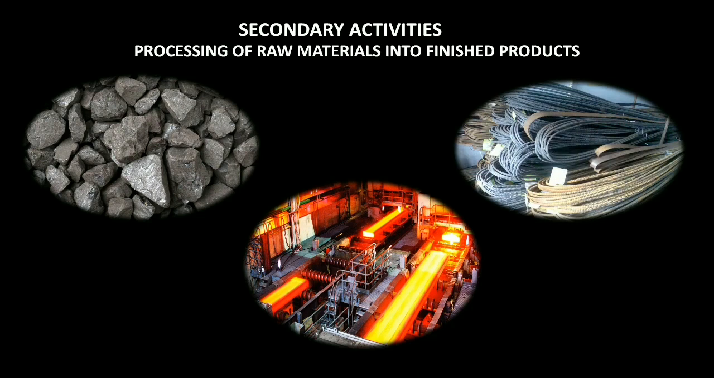You get the iron ore, that is the primary activity, and then you take it to the industry and process it to make a final product, that is the iron rod. Then it becomes a secondary activity. So when we say secondary activities, all the raw materials are processed in an industry, after which they are made into finished goods.